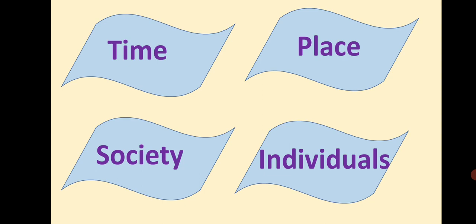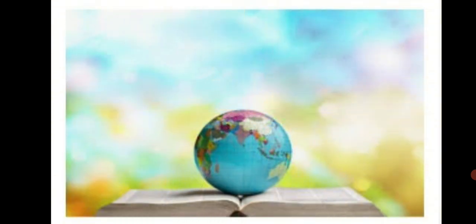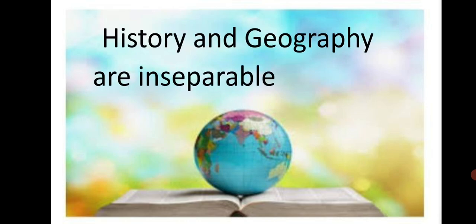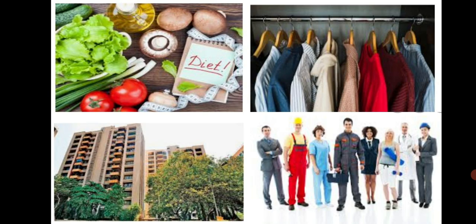Of these four components, place is related to geography or geographical conditions. So you can now relate history with geography. In this sense, history and geography are inseparable. History is influenced by geographical conditions in many ways. Let's have a look. Our diet, clothing, housing, occupation, in fact, all human life in any region depends to a large extent on its geographical characteristics.